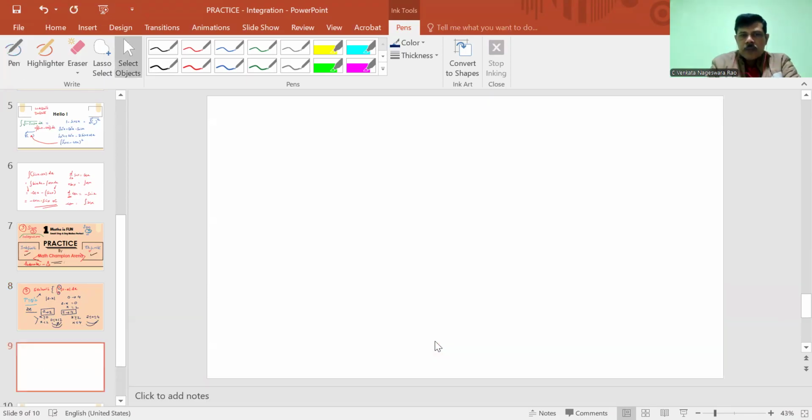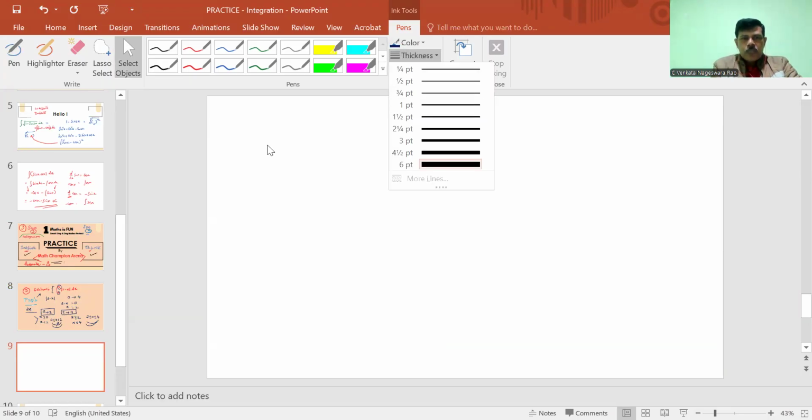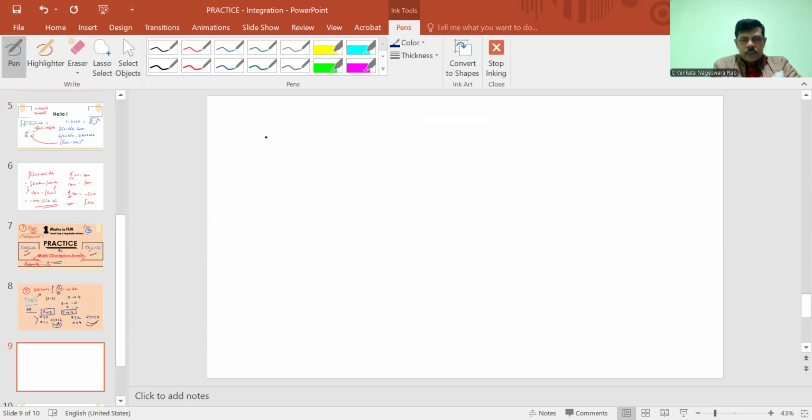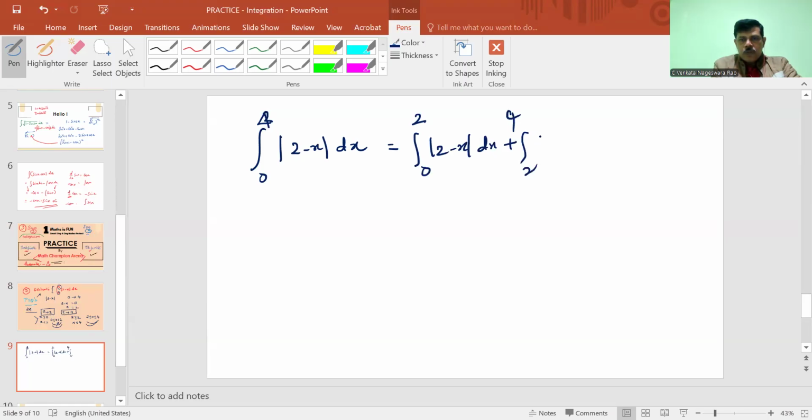But what will happen in the next part? How do I solve this problem? The integral from 0 to 4 of mod of 2 minus x dx should be divided into the integral from 0 to 2 of mod of 2 minus x dx plus the integral from 2 to 4 of mod of 2 minus x dx. In the exam you can directly write this split and then solve.